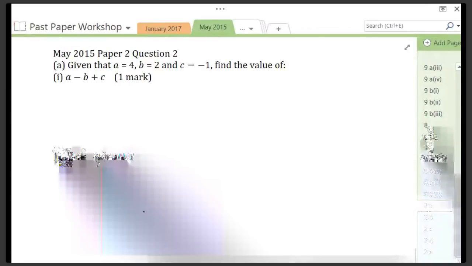All right, so part A. Given that A is equal to 4 and B is equal to 2 and C is equal to minus 1, find the value of part 1, A minus B plus C for 1 mark.